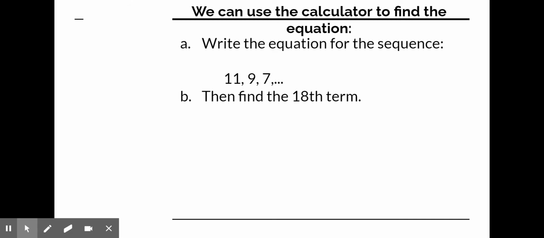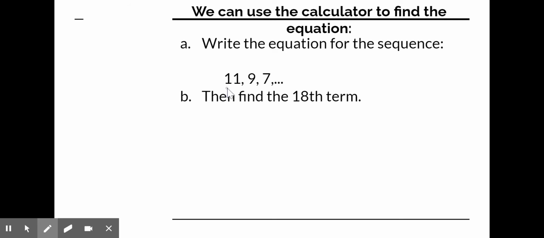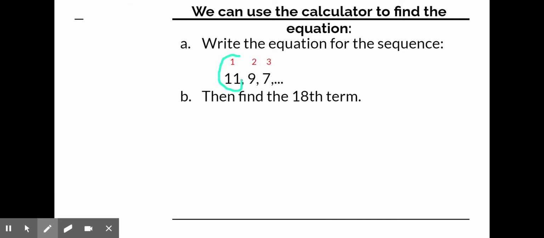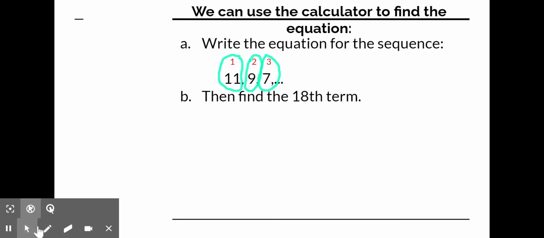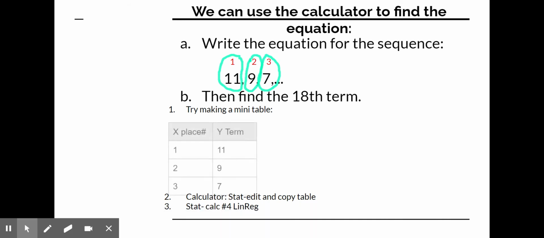Well, the first thing I want to do is talk about the term numbers in each of these sequences. So 11, 9, and 7 all have term numbers. So I think I'll number them: 1, 2, and 3. So term number 1 is 11. Term number 2 is 9. And term number 3 is 7. Those will act as my ordered pairs for my mini table. So let's mini table it. If I try making the mini table, there it is: 1, 11, 2, 9, 3, 7.